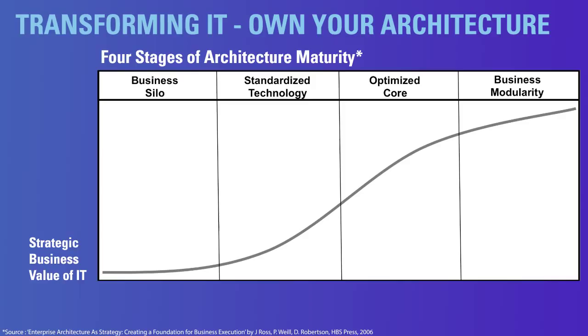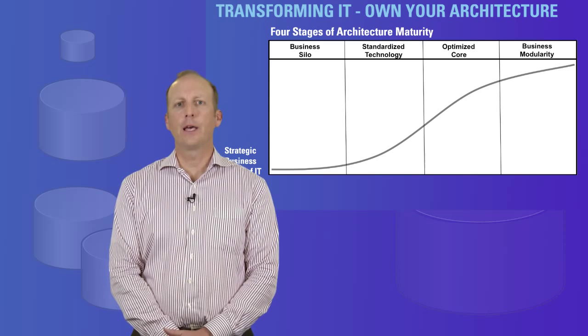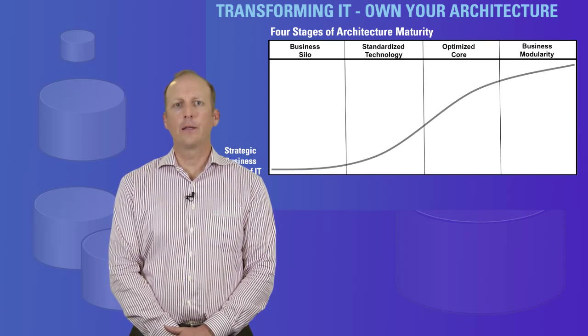from left to right. As you can see here in the lower left-hand corner, business silo, not a lot of value for the IT group here. Every company today is trying to figure out how to get to that upper right corner. How do they get to that business modularity?